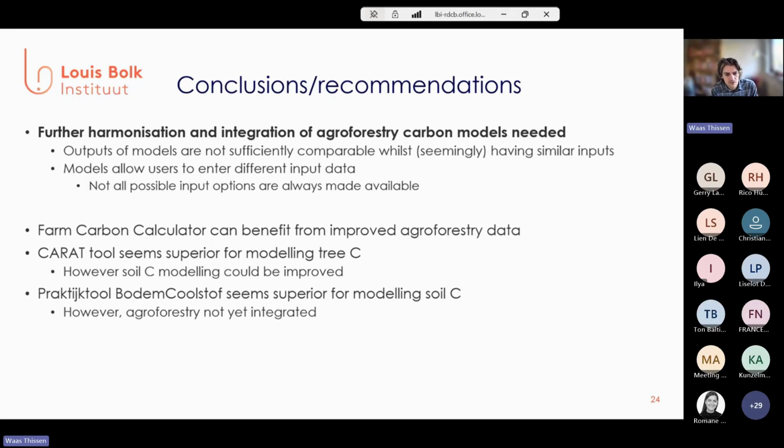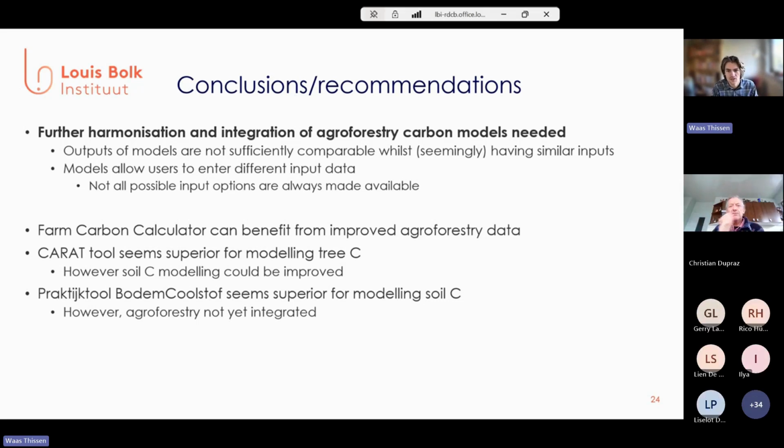Then for the individual tools, I think the farm carbon calculator can benefit from improved agroforestry data. The carrot tool, to me, seems superior for modeling tree carbon, but I think the soil carbon modeling could be improved. And the other way around, the praktijk tool bodemkoolstof seems to me superior for modeling soil carbon, but agroforestry is not yet integrated. So as a user, this would be my 2 cents to the discussion.